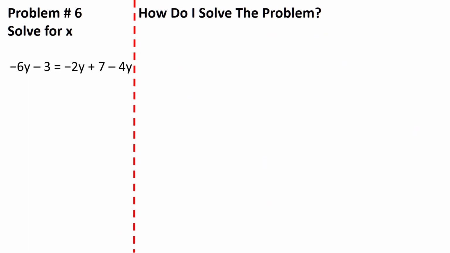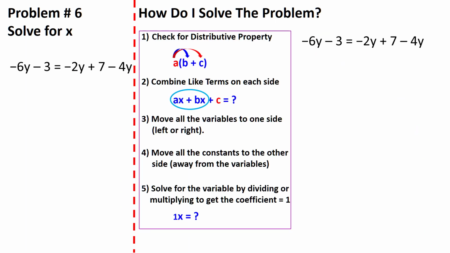Problem 6. How do I solve the problem? I follow the steps. Step 1. Check for distributive. The easy one. I move to step 2. Step 2. Combine like terms. On the left side, there is a negative 6y, nothing to combine with. On the right-hand side, there are negative 2y and negative 4y. I will combine those two to get negative 6y.